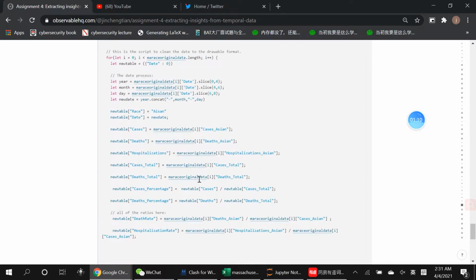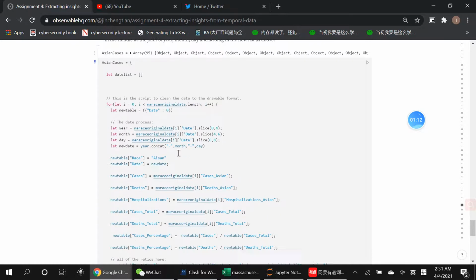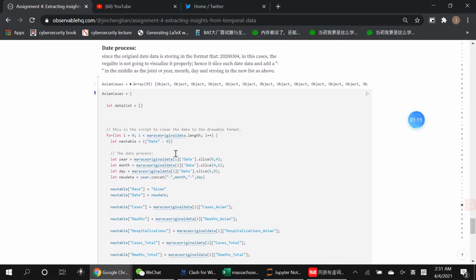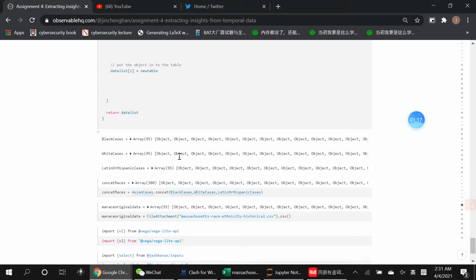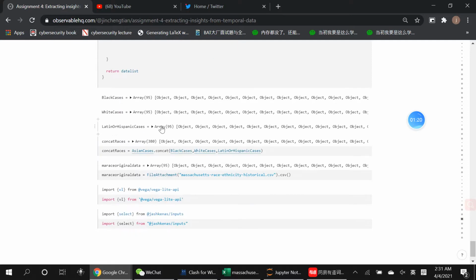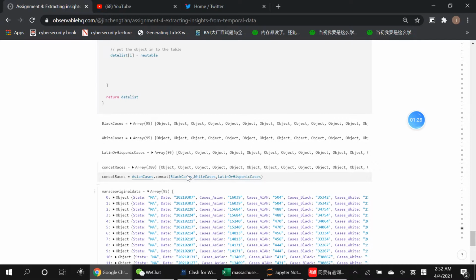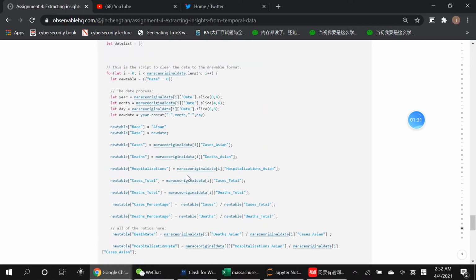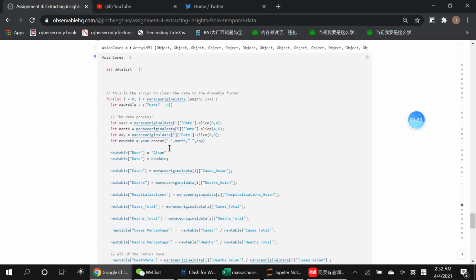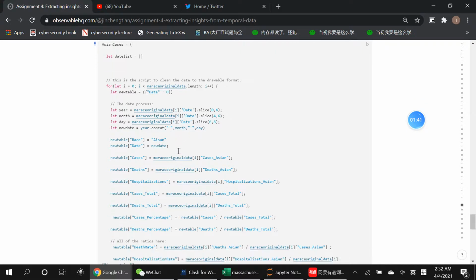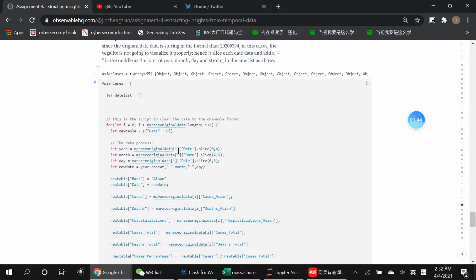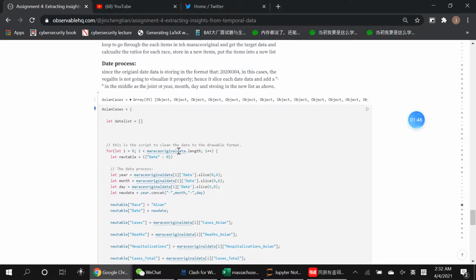I was using JavaScript to calculate the data, and also for the date part, because the original data are stored like this, which is a continuous number instead of a date format. So I was slicing the string and concatenating the parts with a hyphen in between, dividing the year, the month and the day. In this scenario, we can visualize the data with Vega properly.